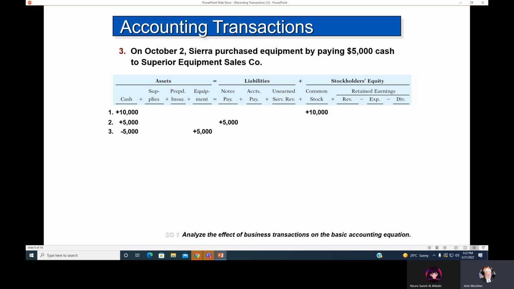Any questions? You see what we're doing? We're recording business transactions, and those are exchanges where two accounts are affected. And the other thing is, it always remains in balance.